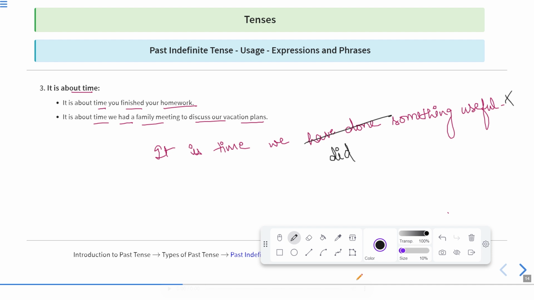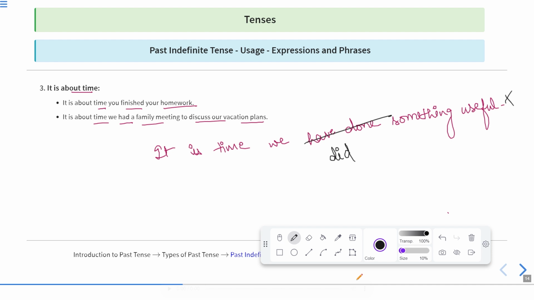So you should keep one thing in mind that after these expressions, if they are followed by subject and object, they should be followed by only the verb second form or past indefinite tense form. No past modal, no present tense, or nothing else. We can also not write past perfect tense. We can only write past indefinite tense. That is it. So I hope this much is clear to you about past indefinite tense.